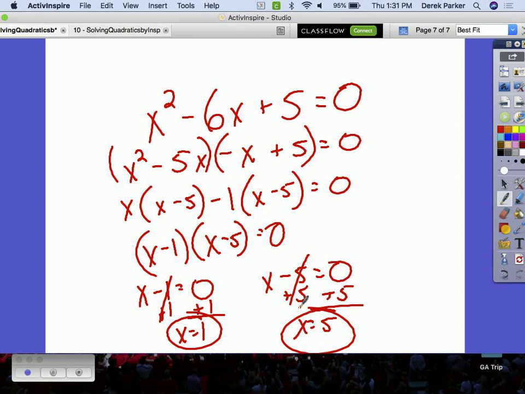As you can tell, I factored it out just like normal. The only new part is you are solving for x. That's the only new concept you're learning. You are setting each parenthesis to 0 and solving for x. That is the only new thing in this standard.